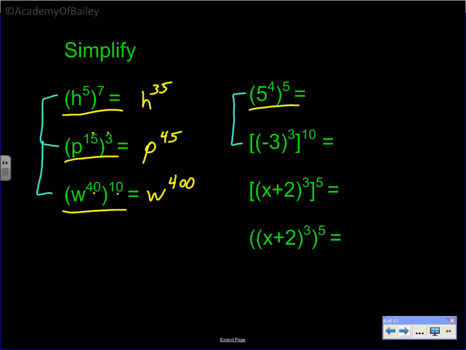Okay, on the right side, 5 raised to the 4th power raised to the 5th power. Well, we know we're going to have 5, and what is 4 times 5? 20. And 5 to the 20th power, I believe, is going to be a fairly large number. If you change this, it's going to be approximately 9.54 times 10 to the 13th power, approximately.